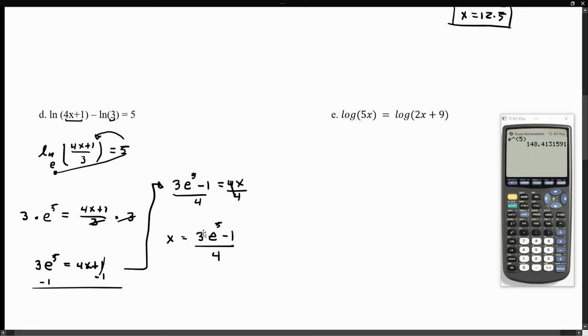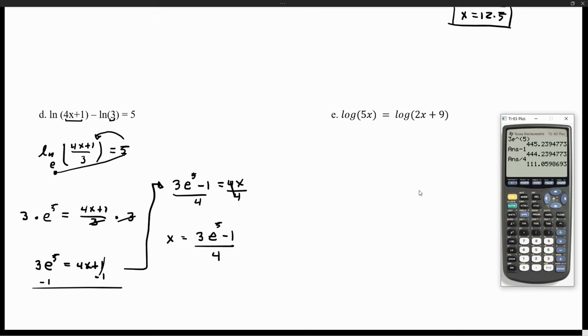And this is an expression that we can definitely use our graphing calculator to find. So let's do that. Let's get 3 and multiply by e to the fifth. Let me close my parentheses, and I'm going to subtract 1 from it. So this is my numerator, 444.2394. And now I'm going to divide all that by 4. So now I have x is equivalent to 111.06.